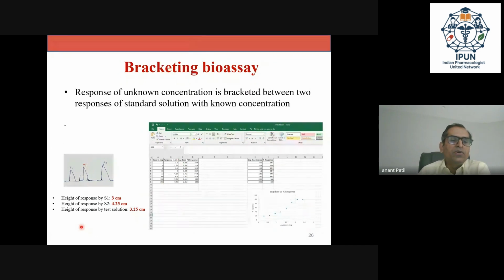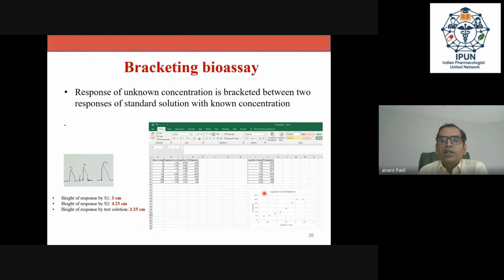So now I know that the height of S1 is 3 centimeter, from baseline up to here. Height of S2 is 4.245 centimeter. I can measure it with a scale. And I can measure the height even for the T, that is coming somewhere 3.25. Now I have the heights.